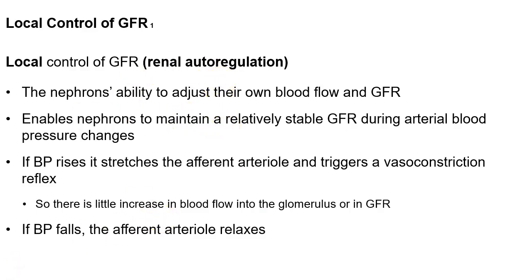So here, this is where the nephron is able to adjust its own blood flow and glomerular filtration rate. So this is going to enable the nephron to maintain a relatively stable rate during arterial blood pressure changes. So whether the blood pressure rises or falls, the nephron will be able to maintain a stable glomerular filtration rate. And the way that it does this is if blood pressure rises, it stretches that afferent arteriole, the one coming in, and that's going to trigger a vasoconstriction reflex.